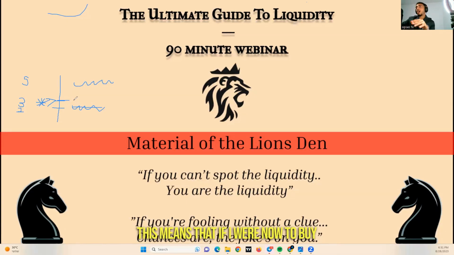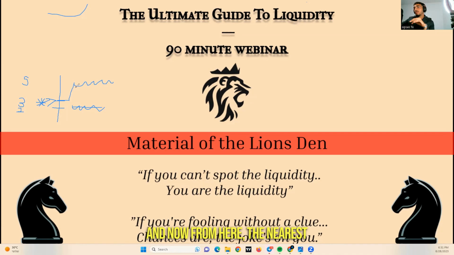This means that if I were now to buy one long, my long would have to be facilitated. It would have to be paired with a short, right? So where is that nearest short? That's at $5. So the spread is going to be $2. It's going to go instantly from 3 up to 5. Price is now going to be at 5.